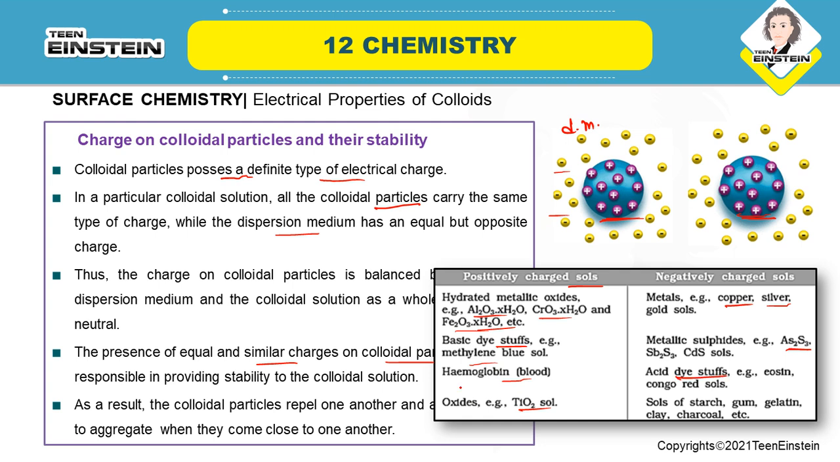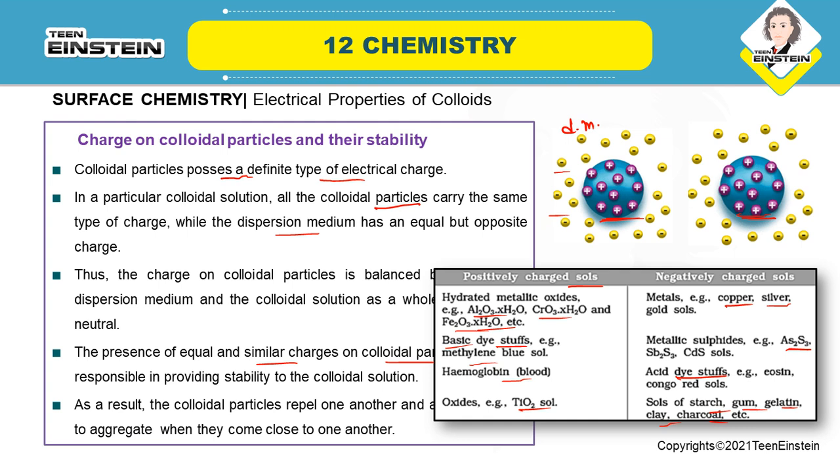Acid dyes: in this case we have seen basic dyes as positively charged colloids, but negatively charged colloids will be acid dyes. Examples: eosin, Congo red sols, etc. And sols of starch, gum, gelatin, clay, charcoal, all these are also negatively charged sols.